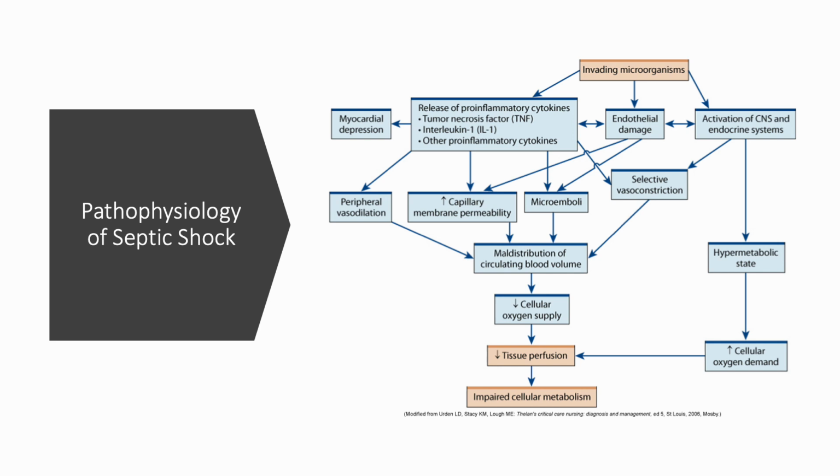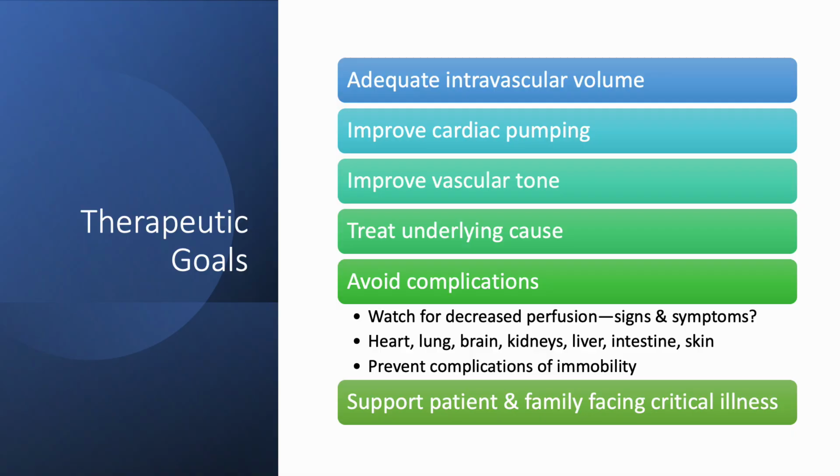Sometimes selective vasoconstriction can occur in non vital organs, where the central nervous system and endocrine system are activated to compensate. The body enters a hypermetabolic state, increasing cellular oxygen demand while oxygen supply decreases. This results in decreased tissue perfusion and ultimately impaired cellular metabolism, causing organ dysfunction and failure.